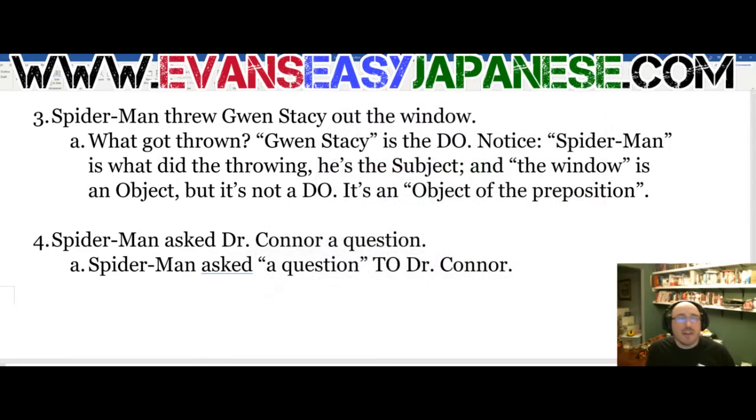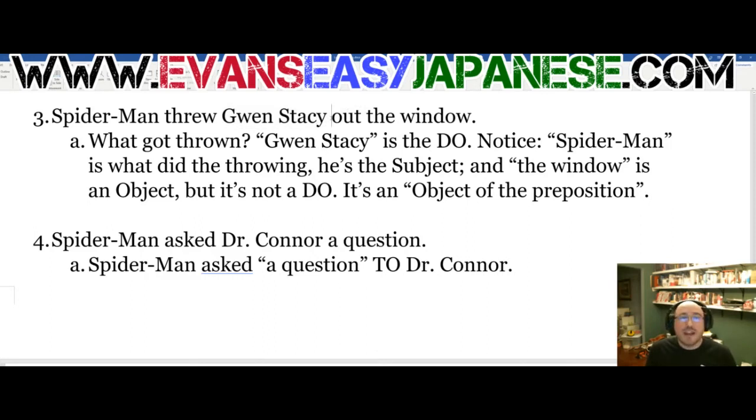Yeah, that's easy. Spider-Man threw Gwen Stacy out the window. To an extent, you might think he might be acting upon the window, but that's actually not what he's acting upon. He is acting upon Gwen Stacy. The subject is Spider-Man. The predicate is threw Gwen Stacy out the window. The verb is threw. The predicate verb is threw. Gwen Stacy is what he threw. That's the best way we can identify the DO, the direct object.